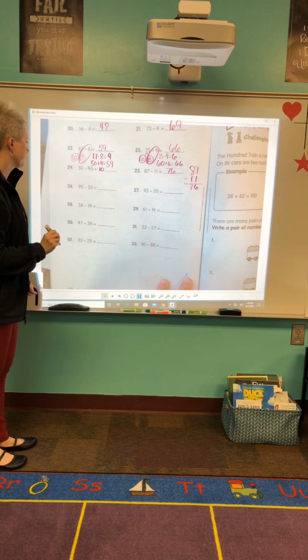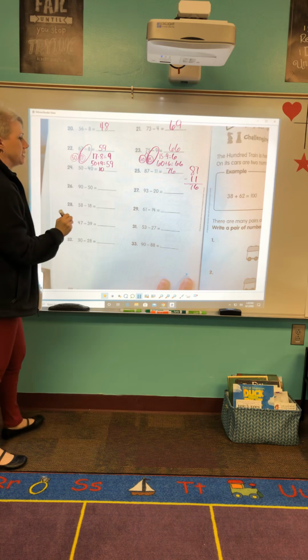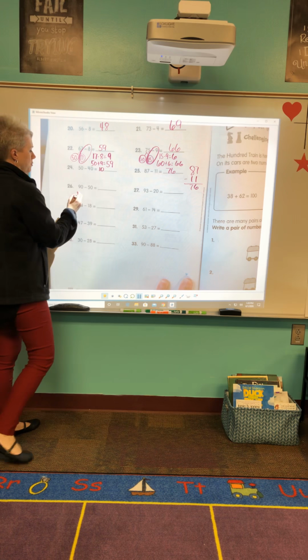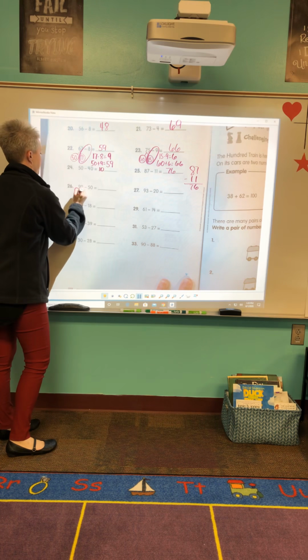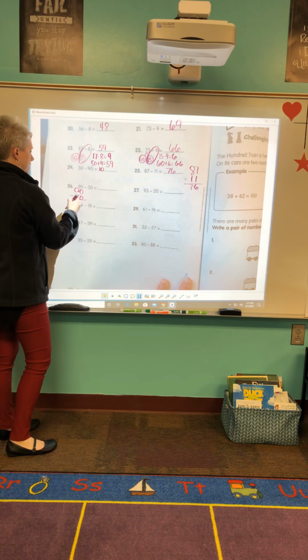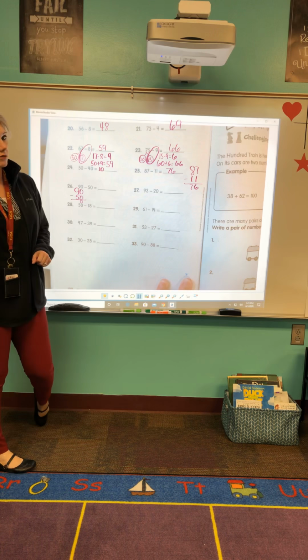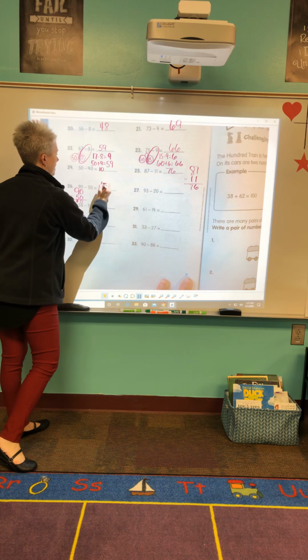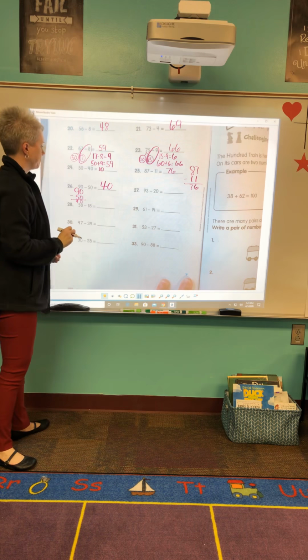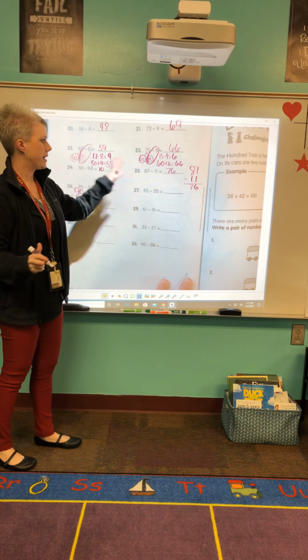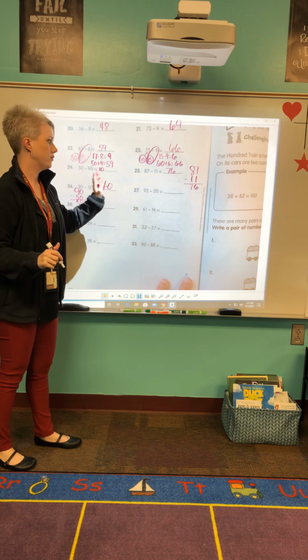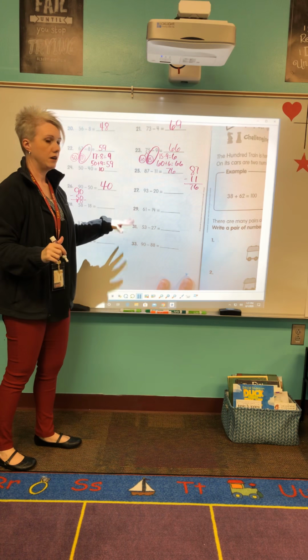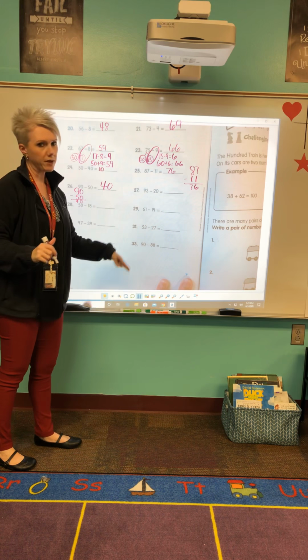Great job. 90 minus 50. We don't have to regroup on this one either. We can stack it. 90 minus 50. 0 minus 0. 0. 9 minus 5 is, yell it out. 4. Good job. 90 minus 50, 40. You don't have a lot of space on this paper to do your math, so if you want to do it on a whiteboard or scrap sheet of paper, that's fine.